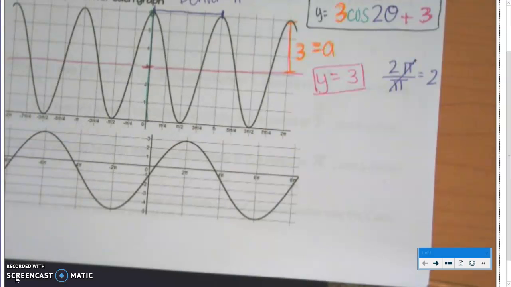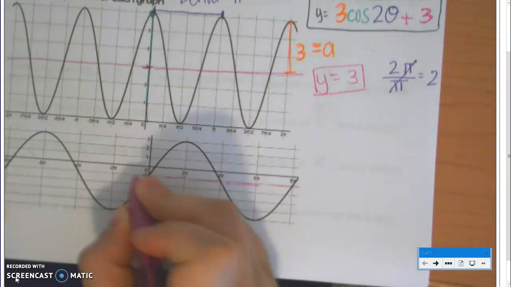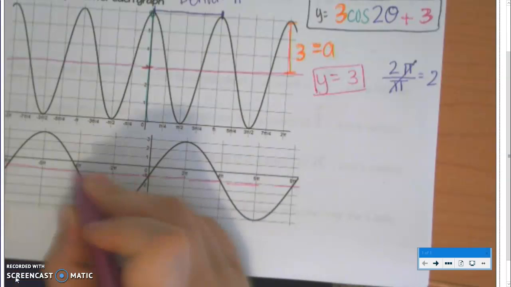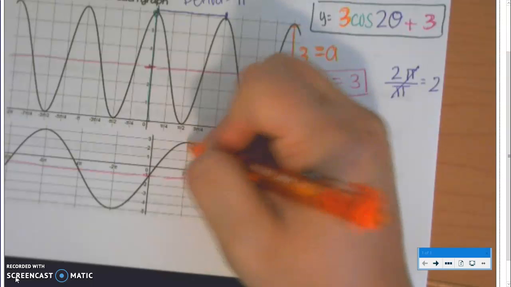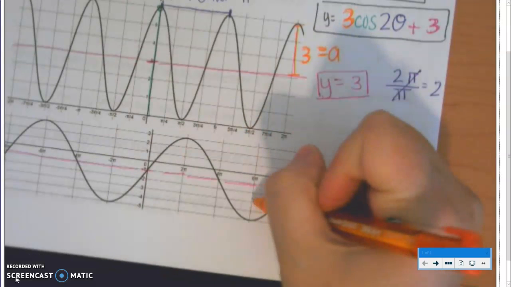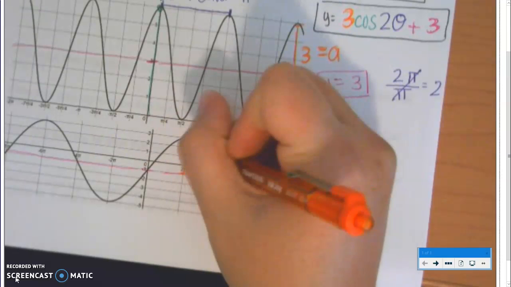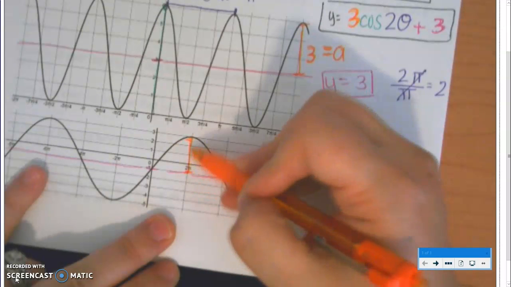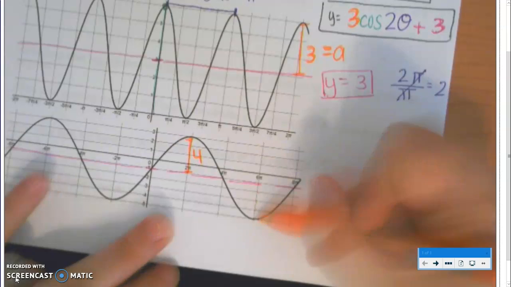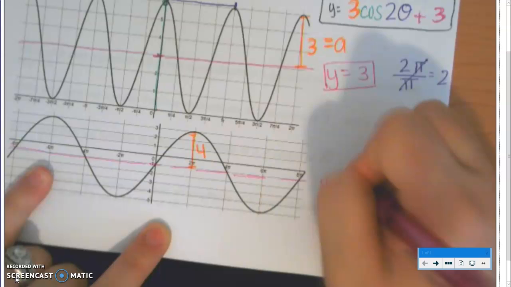All right, the next one, again, I always start by figuring out my midline. So here's my midline. I can check it by counting up: 1, 2, 3, 4, counting down: 1, 2, 3, 4. So that's my amplitude. My amplitude is 4. Because my midline is down at -1, my midline is y equals -1.